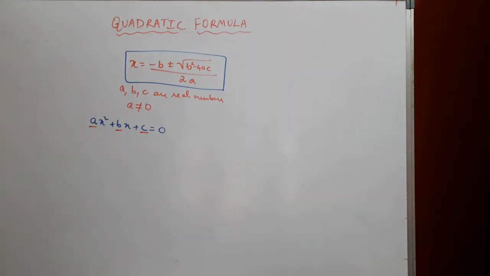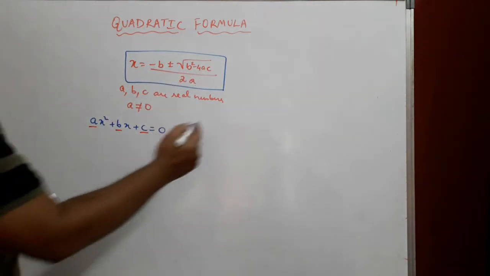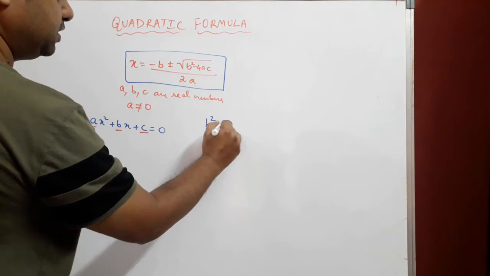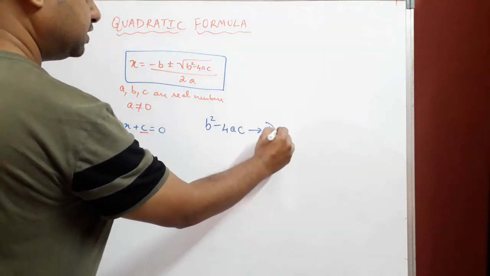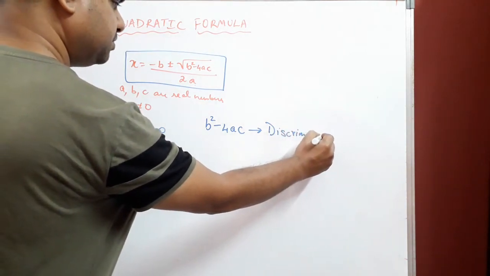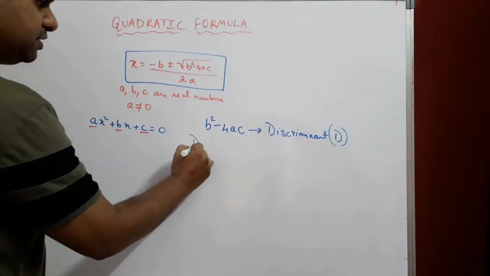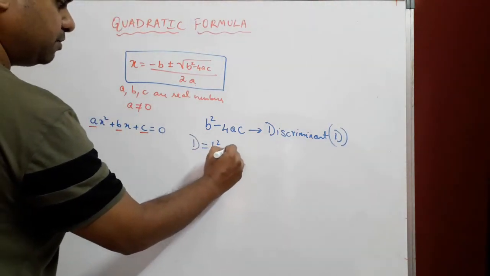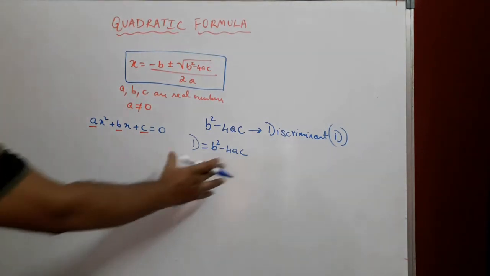Now, b square minus 4ac is also known as the discriminant. It is denoted by capital D. We sometimes write D equal to b square minus 4ac. What is the significance of this discriminant?